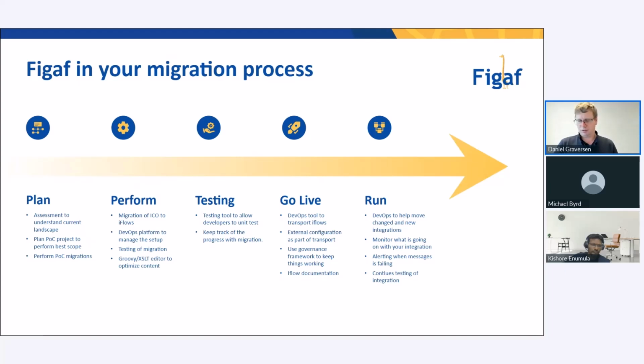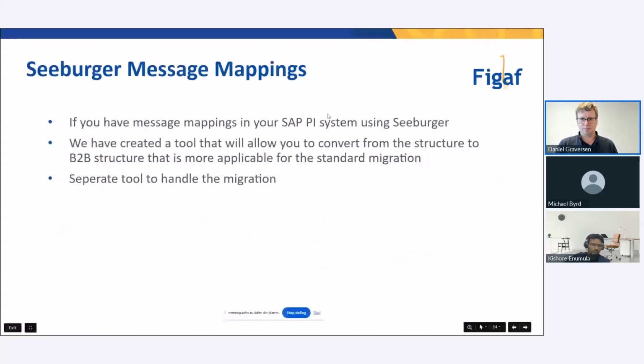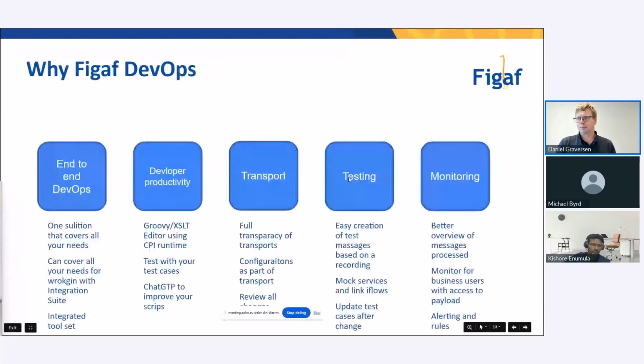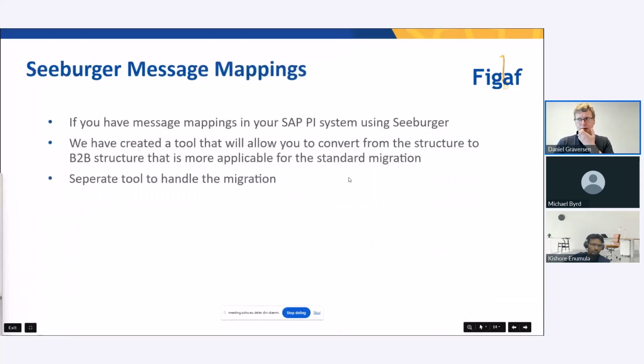So here, we also have the DevOps tool that simplifies the journey. And one of the things we do have, and I guess also is a part of this, is if there's some of you that are old enough to have CBurger message mappings, we did have a tool some time ago that would enable you to do migrations of the CBurger message mappings into the trading partner management or into the B2B in the PI world.